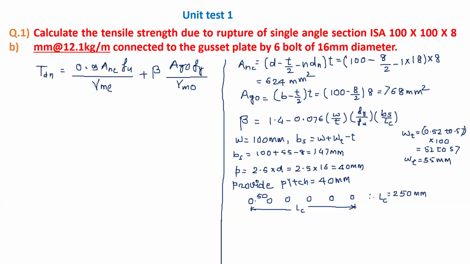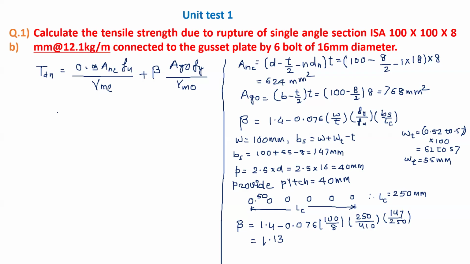And now substitute values in the equation of beta. So we have beta equal to 1.4 minus 0.076, w we have 100, t we have 8, in bracket F_y 250, F_u 410, b_s we have 147, and L_c we have 250. And by substituting these values, we have the value of beta equal to 1.12 something. So I have taken it as 1.13.